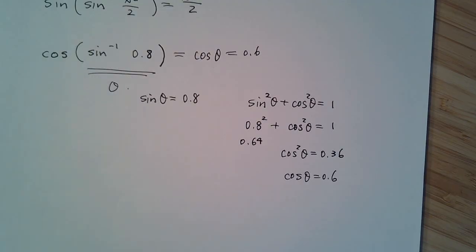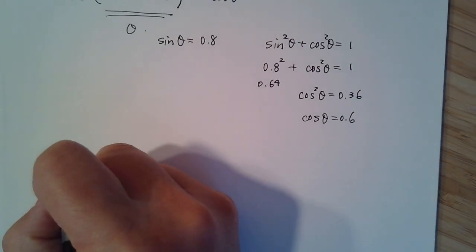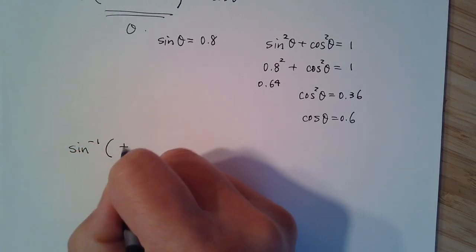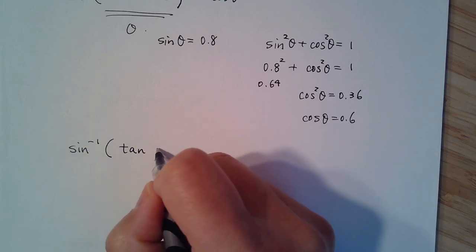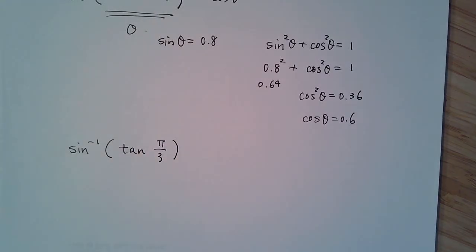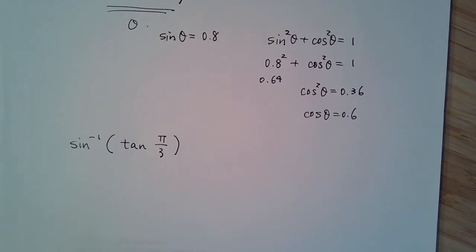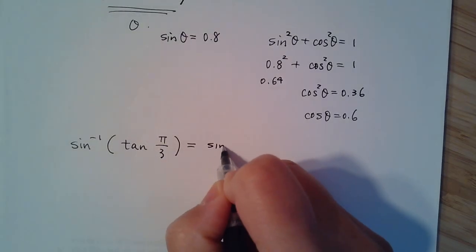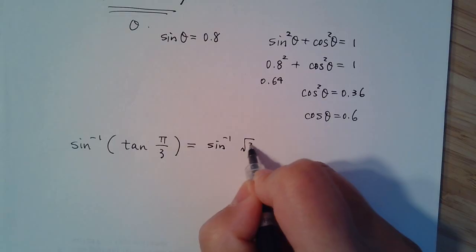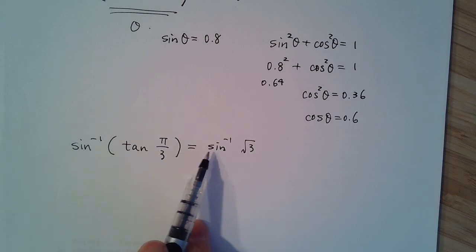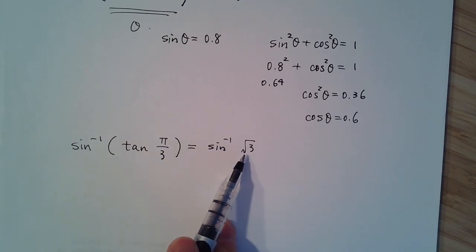Let me ask you another one. What is the sine inverse tangent of pi over 3? This is easy because the tangent of pi over 3 is root 3. So I'm asking for what is sine inverse of root 3. Tangent of pi over 3, that's 60 degrees, is root 3. Can you find the sine inverse of root 3?